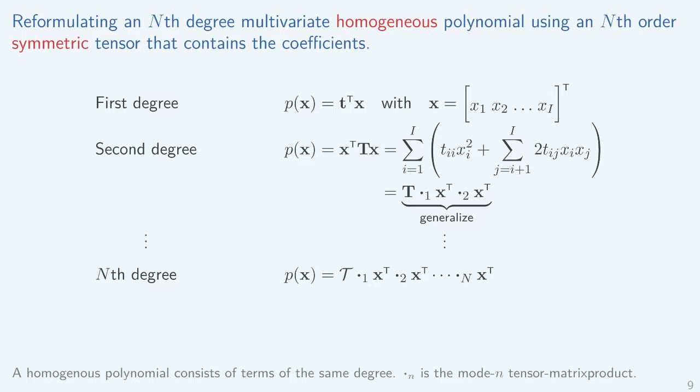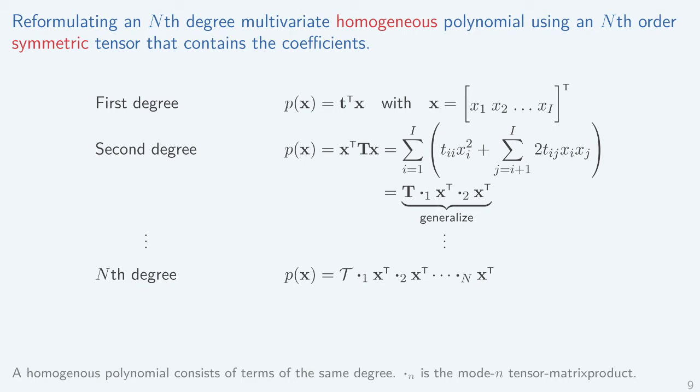You can write a first-degree homogeneous multivariate polynomial using a vector that contains all its coefficients. If we generalize this to the second degree, we can see that we can represent this kind of polynomial using a symmetric matrix. If we rewrite this using the mode n tensor matrix product, which is a generalization of the matrix product, we obtain an equation that's easy to generalize to higher degrees.